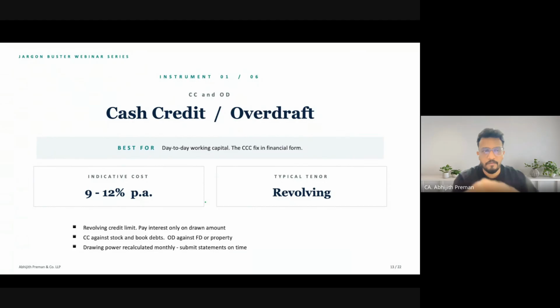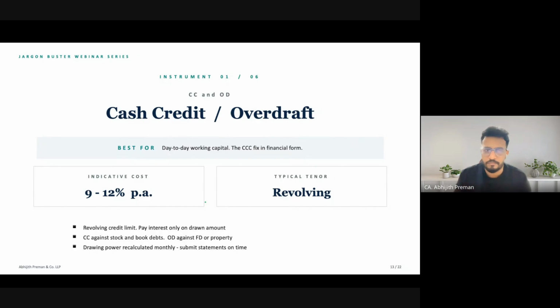It's a revolving credit limit, and you pay interest only on the drawn amount. That's why you have to put your collections into that account. Interest is always calculated at midnight of the same day. For example, today's interest would be calculated at 11:59 p.m. and 59 seconds. Whatever balance you have withdrawn from the cash credit account, on the balance at that time the interest would be charged. So if you can keep more money in the cash credit account, your interest will go down. Then, CC is against stock and book debts.